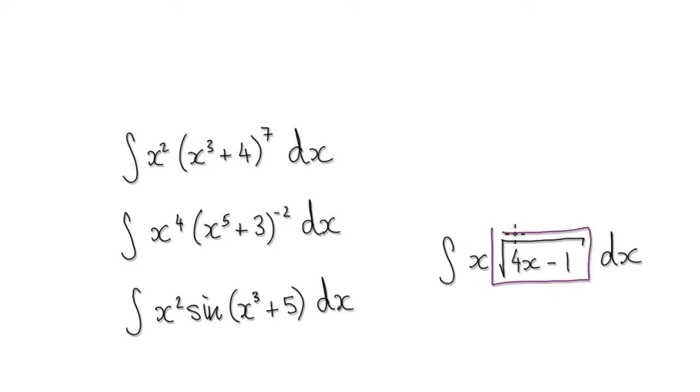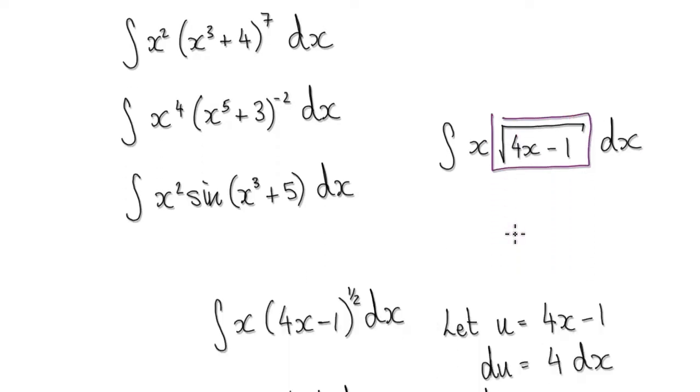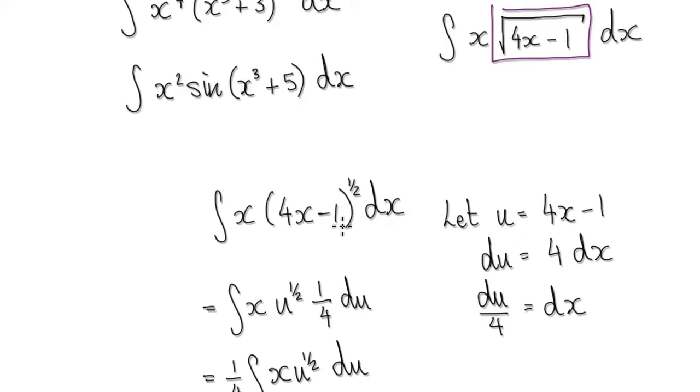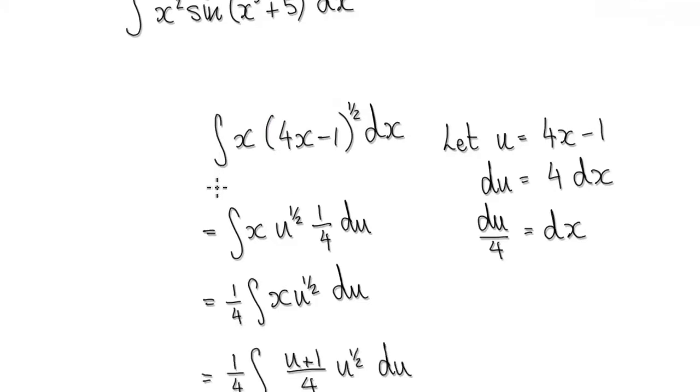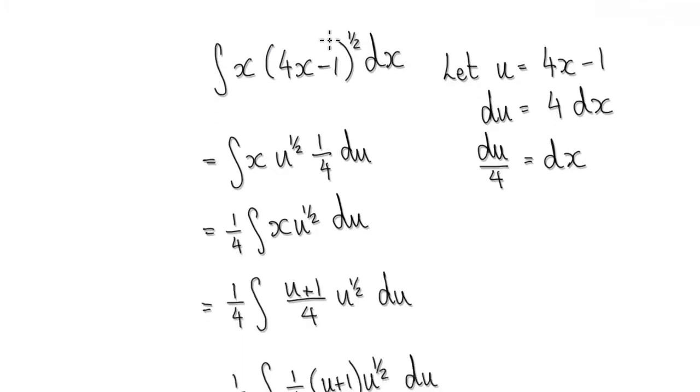Let me rewrite this square root as to the power of a half. From here we would use substitution. So let u equal this thing here. From here, differentiate both sides. So du, and when you differentiate this, it's simply the number 4, and then you've got your dx here. So differentiate both sides.